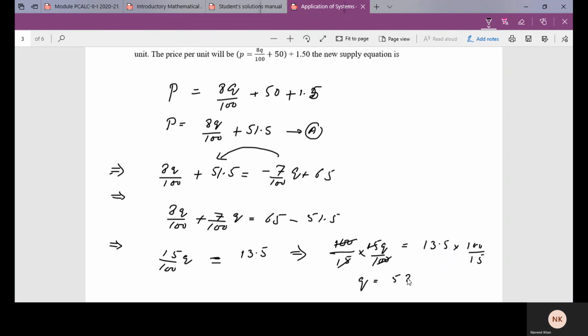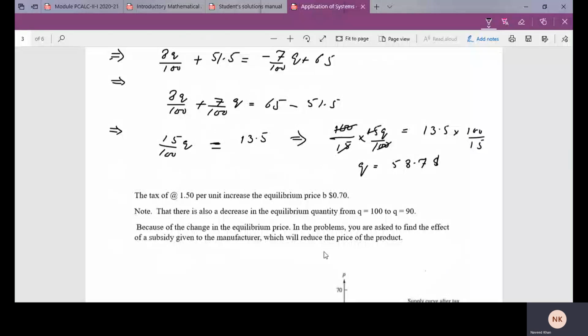Okay, let's see what is the answer. So 13.5 multiplied by 100 divided by 15. Oh, sorry, the answer is 90. Okay, so the answer is 90. Just write down here. So 90 units. Okay, now my dear student, after this we need to find out the value of P.